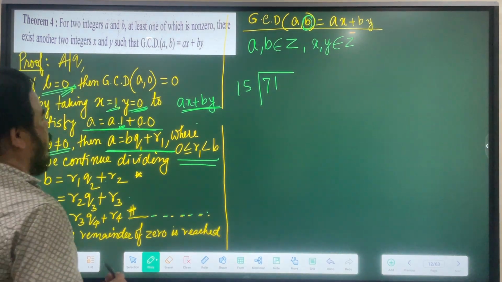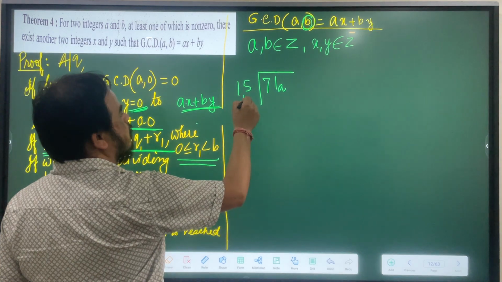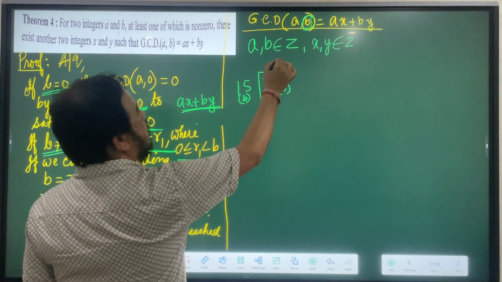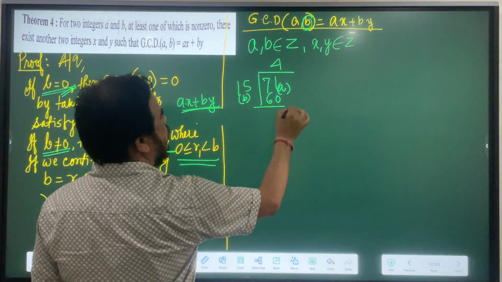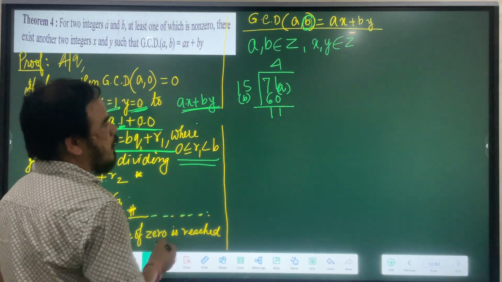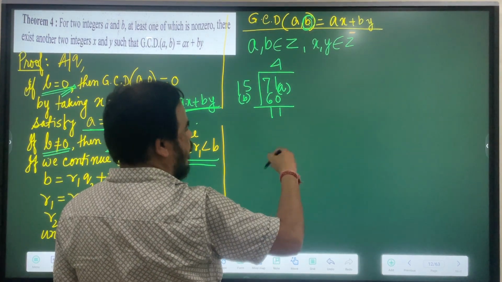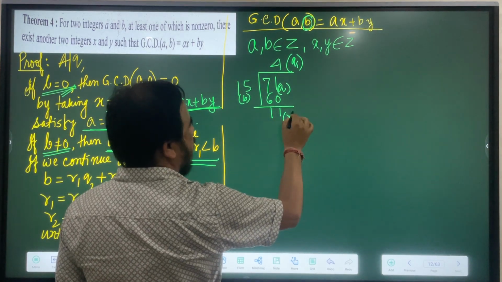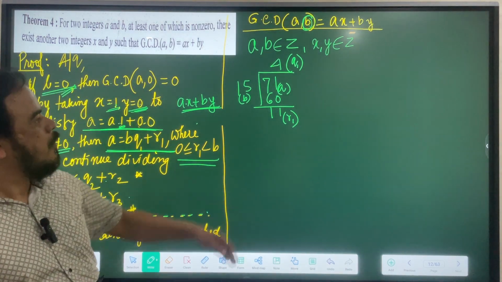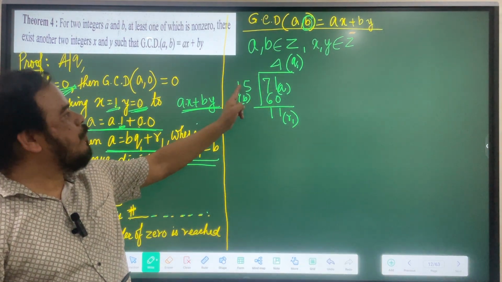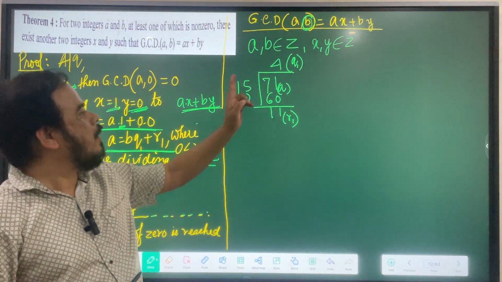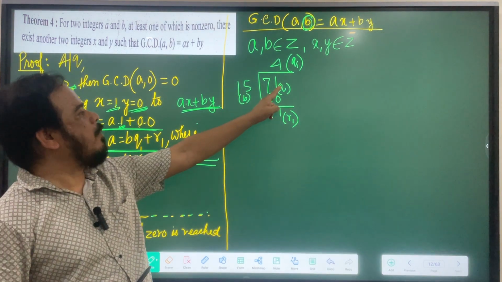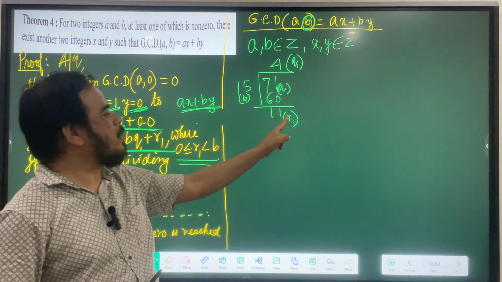This is A, this is B. A is divided by B. Now 15 fours are 60, and the remainder is 11. So first we will go on dividing. The first quotient we take as Q1 and the first remainder as R1. So 71 is equal to 15 into 4 plus 11. 71 means A, so A equals BQ1 plus R1.